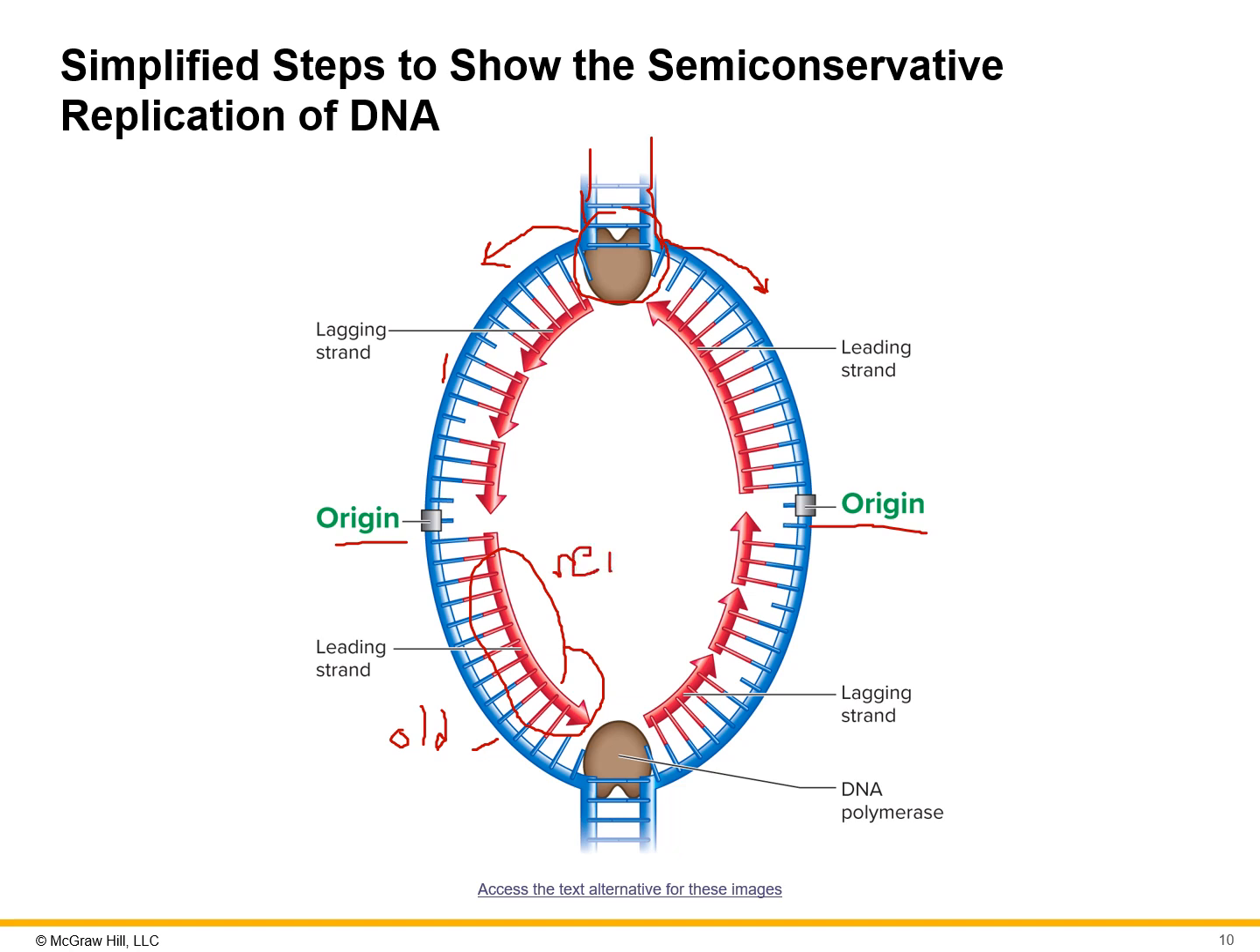So by the time that replication is complete, we end up with two DNA molecules. We started with one, and each one has an old or original strand, and then one new strand that was just made. And so it's called semi-conservative.